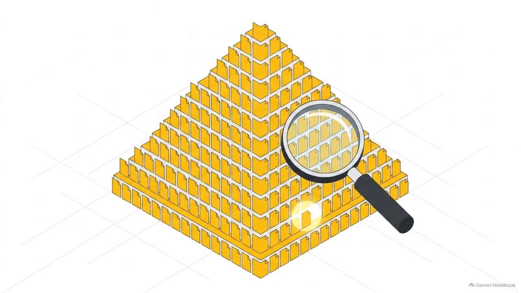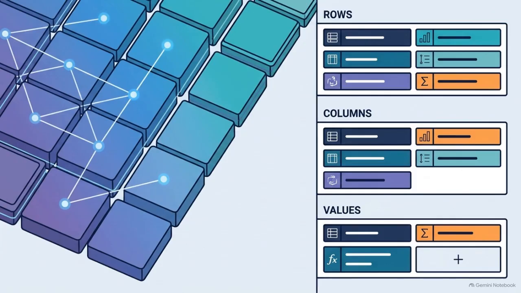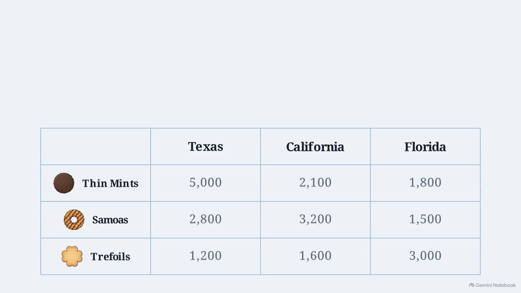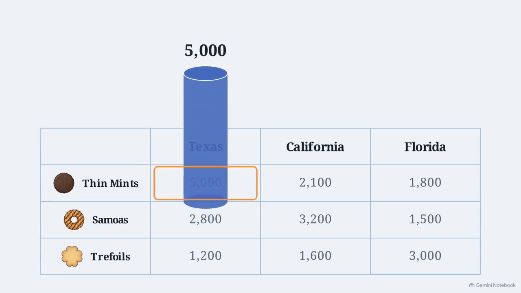Finding single data points is helpful, but eventually you need to summarize the entire haystack at once. That is where pivot tables come in. Looking at this matrix, you can see how a pivot table dynamically organizes massive datasets without altering the original information. Imagine taking 10,000 individual rows of Girl Scout cookie sales and automatically collapsing them into this clean format, sorting the states into columns and the cookie types into rows.